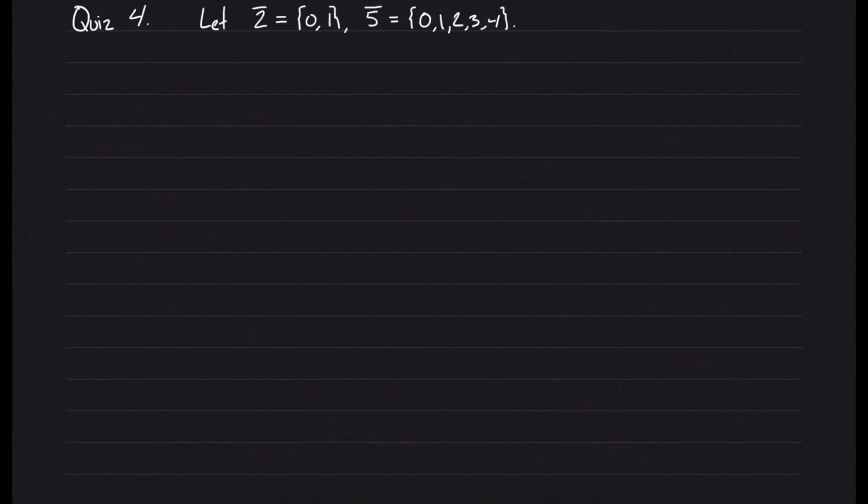Okay, so here we are talking about the solution for quiz 4, just the part about computing the equivalence classes. So we have two sets, 2 bar, which consists of 2 elements, and 5 bar, which consists of 5 elements. Now in the quiz, I give some examples of elements in this set, which is the set that our equivalence relation is going to be on.